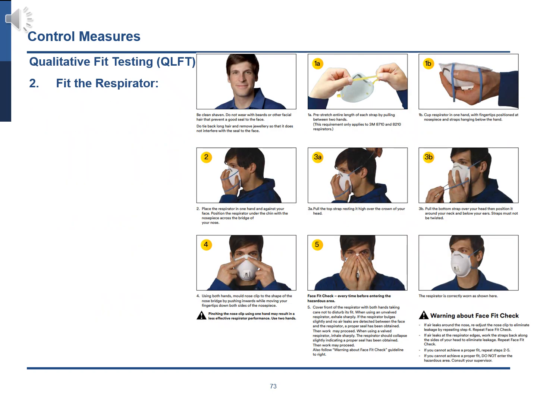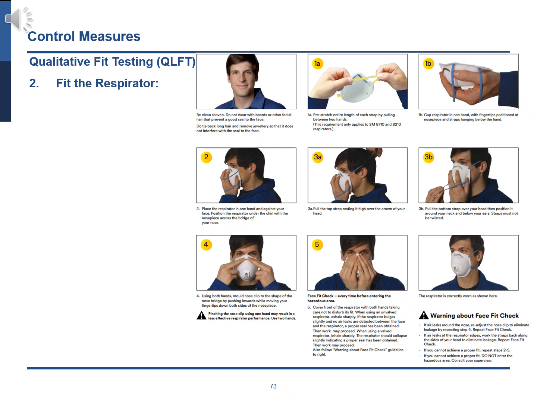Steps for using a disposable respiratory mask. Stretch ear loops. Stretch the ear loops of each strap by pulling outward and holding for 10 seconds. Position the respirator. Cup the respirator in one hand, with fingertips positioned at the nosepiece and straps hanging below. Place the respirator on your face with the nosepiece on the bridge of your nose, positioning it over your mouth and chin. Adjust the straps.